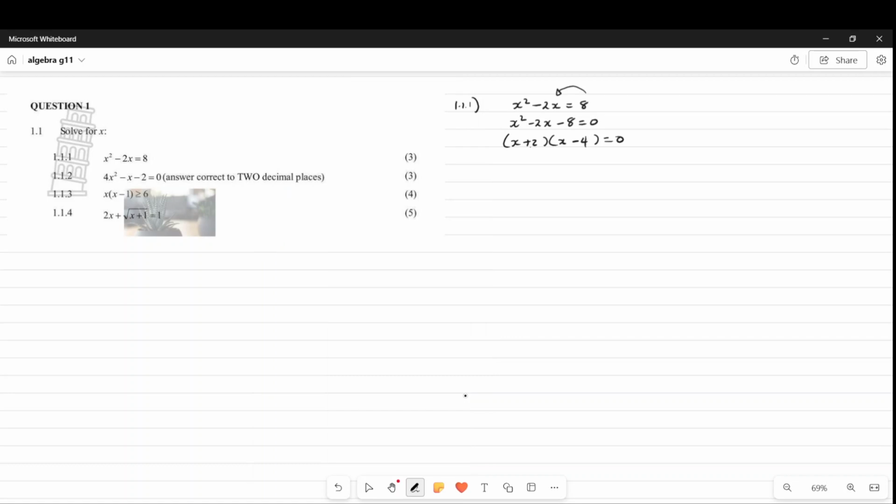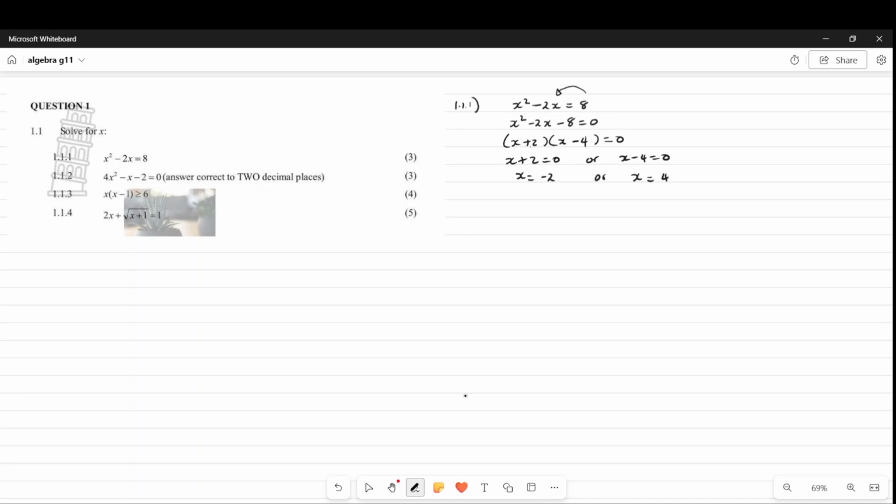Now these are our factors. So this will be x plus 2 is equal to 0, or x minus 4 is equal to 0. Now this will be x is equal to negative 2, or x is equal to 4. And that's it. Remember to show all the steps over here.